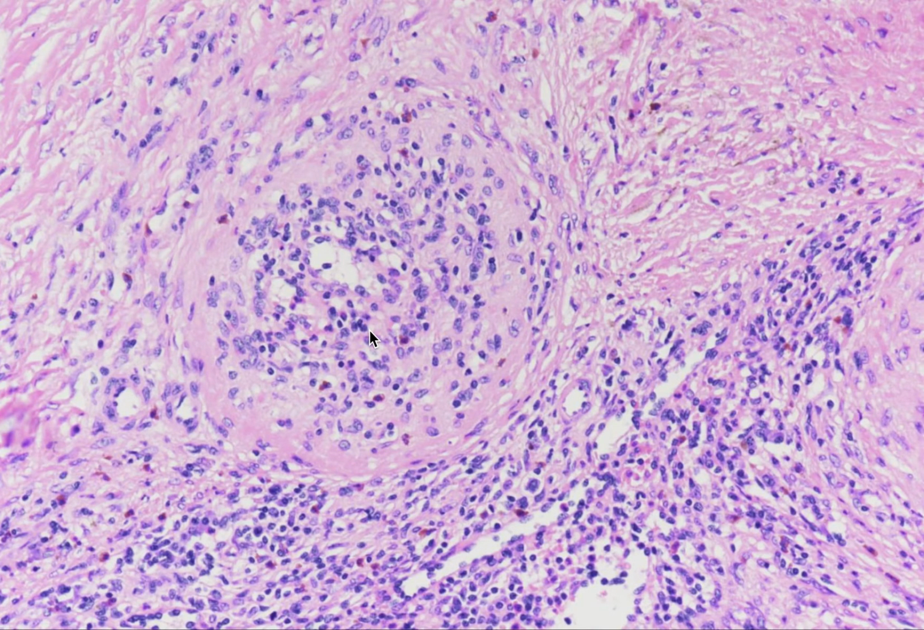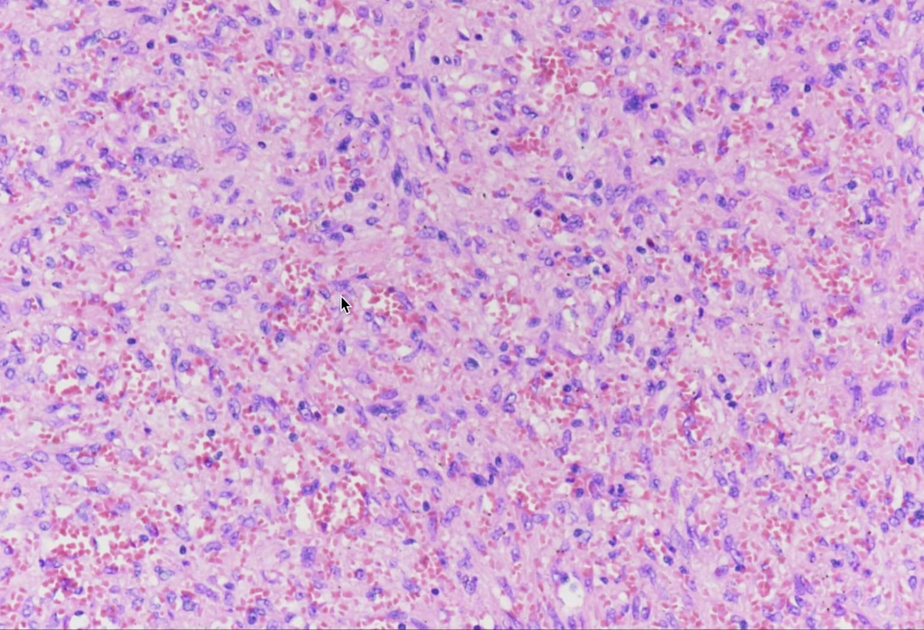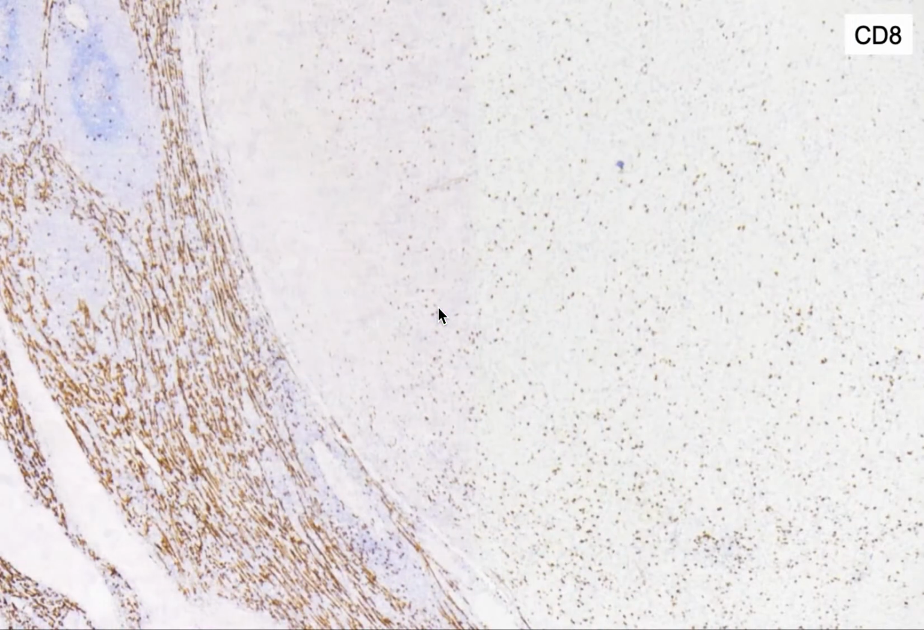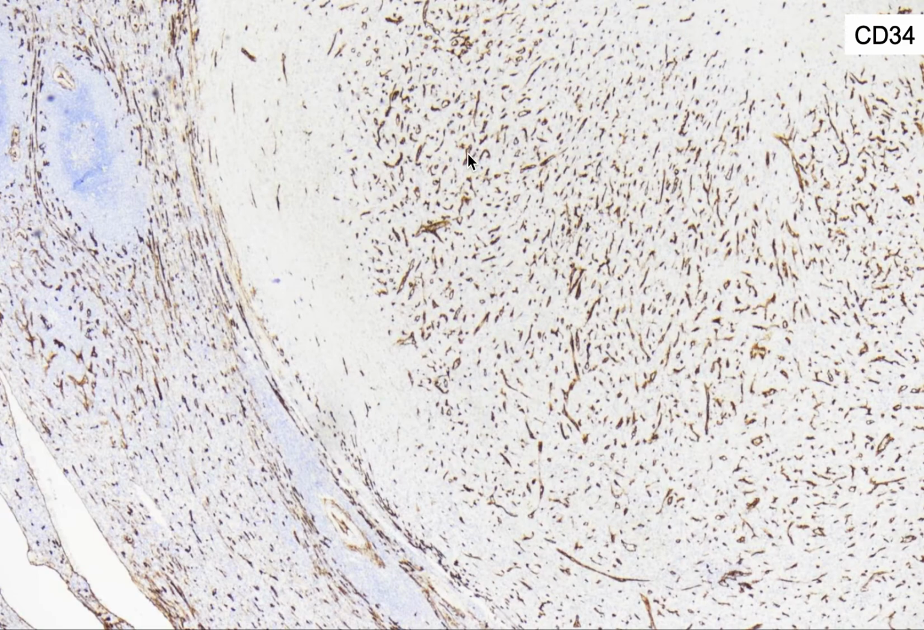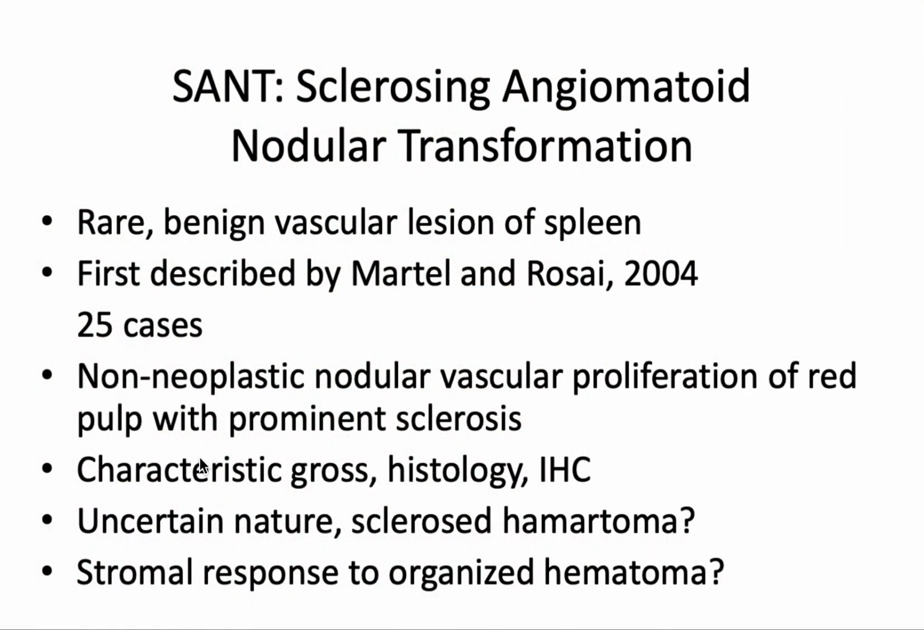Here again. Here's the white and red pulp. Then on CD8, you see reduced vascularity compared to normal red pulp sinusoids. CD34, again, shows some vessel proliferation compared to normal spleen.